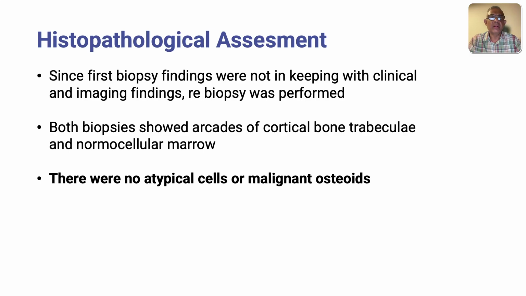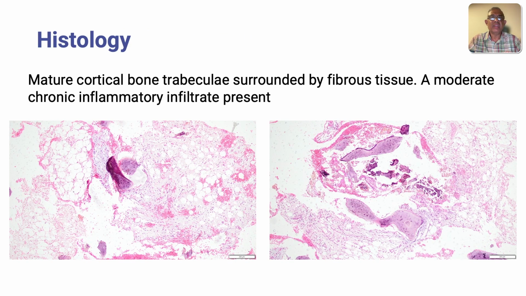Next slide. And you can see the slides here in this child. There's a mature cortical bone trabeculae surrounded by soft tissues, fibrous tissue, and only chronic inflammatory infiltrate were present. Next slide.